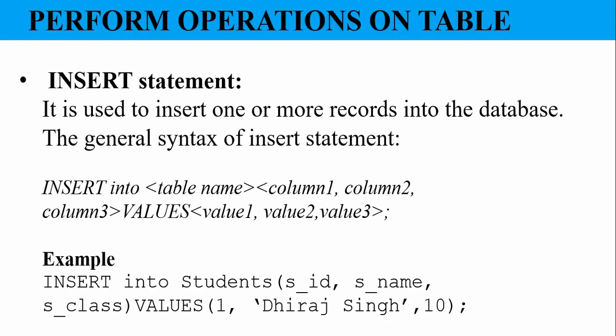All the data which is text, or for which you have used the data type varchar, you have to specify inside single quotes. So over here the name is Dheeraj Singh, so I have put the name inside single quotes, again comma, then the s underscore class, which is an integer, so I do not need to specify it inside quotes, so I've just written 10, closed the brackets and added a semicolon. So this is the way through which you can use your insert statement.